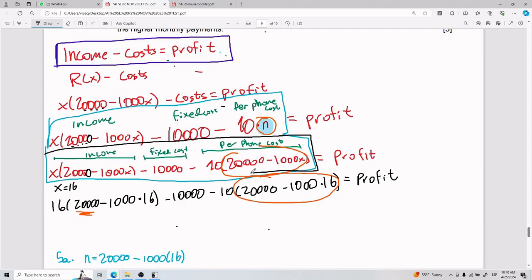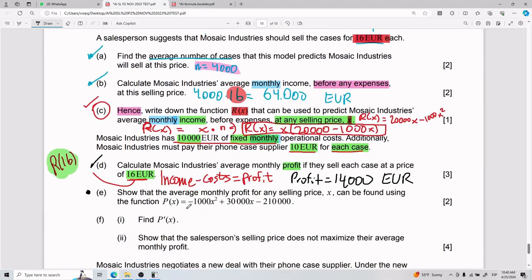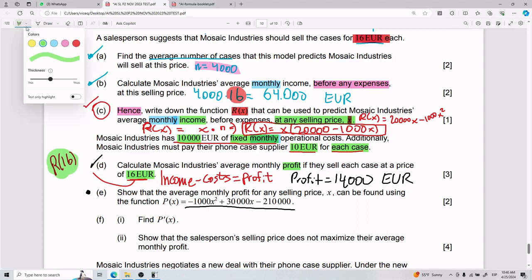And so this line here is where I plugged in for profit with x equals 16. And so we need to show that this right here, which is an equation for profit, is also what they have down here with negative 1,000x squared plus 30,000x minus 210,000, right? And so from our equation of profit, we need to reach this equation of profit. Why is that my approach? Because it's a show that exercise.